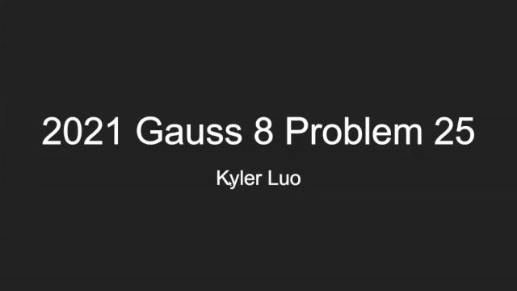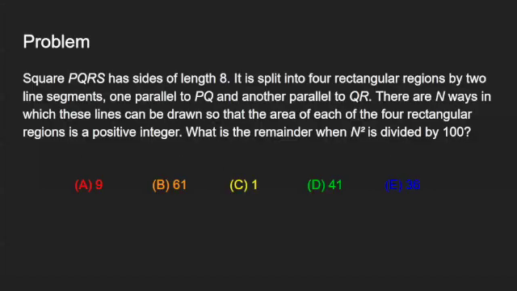Here is 2021 Gauss 8, problem 25. So the problem is: square PQRS has sides of length 8. It is split into 4 rectangular regions by 2 line segments, one parallel to PQ and another one parallel to QR. There are n ways in which these lines can be drawn so that the area of each of the 4 rectangular regions is a positive integer.